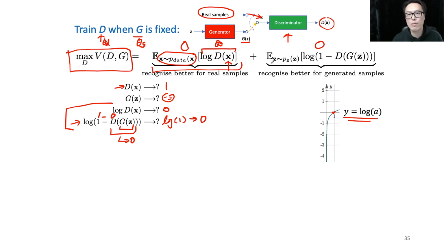When we take a look at the second expectation, when this term becomes 0, that means the discriminator can tell you that the sample is from the generator. That's why we are going to maximize these two expectations, because the first one helps the discriminator recognize real samples better, as well as recognize generated samples better in the second term. This is the reason why, when we train the discriminator, we have to maximize this cost.